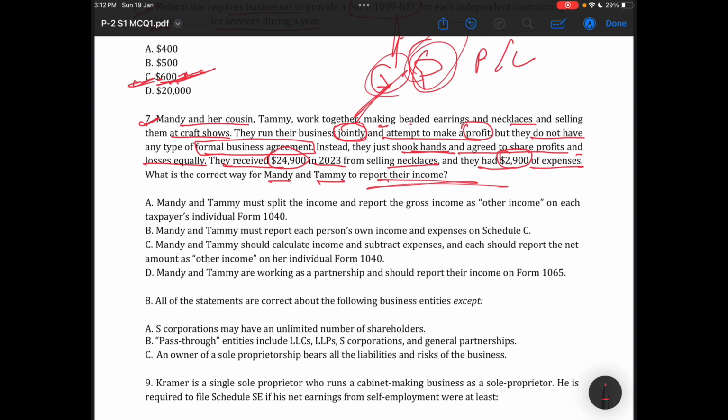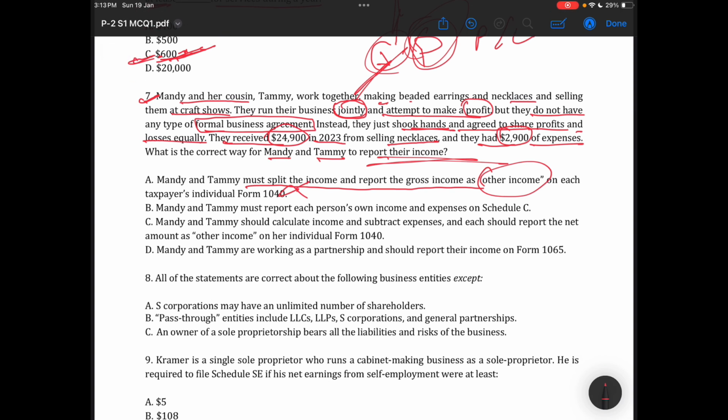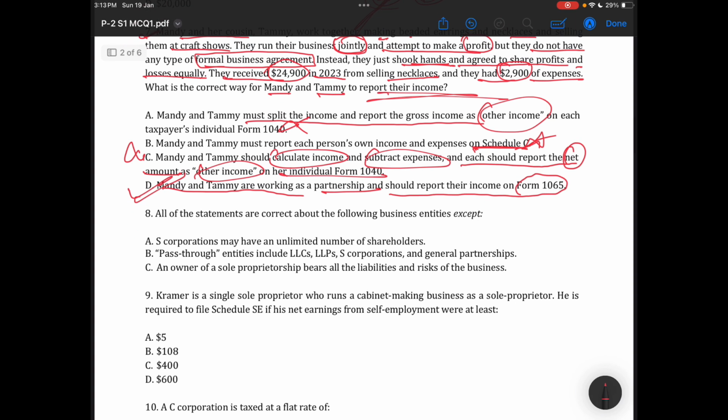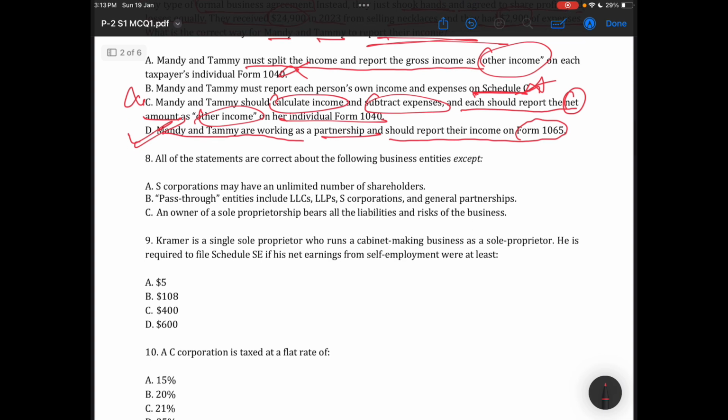Here, Mandy and Tammy must split their income, reported in gross income as other income to each individual taxpayer. No, it's incorrect. Mandy and Tammy must report each person's own income and expenses on Schedule C. No, it cannot be possible. Mandy and Tammy should calculate income and subtract expenses, and each should report the net amount of income on the individual tax return. So no, it's also not possible. Mandy and Tammy work as a partnership and should report their income on Form 1065. So this is the right answer. Okay, let's move to the next question.